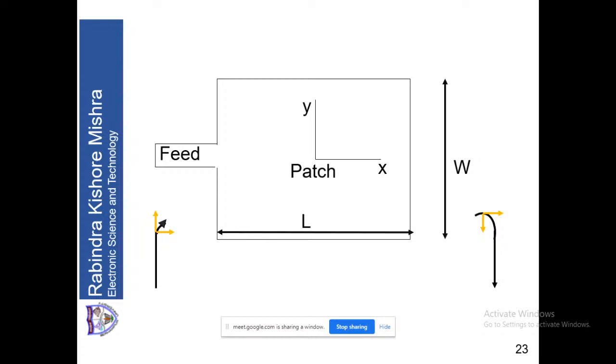So at x is equal to L by 2, there is a field which exists from L by 2 to the right hand side in the horizontal direction. Similarly, at x is equal to minus L by 2, there exists a field which is coming from the left hand side towards minus L by 2. So that you can see in this picture.